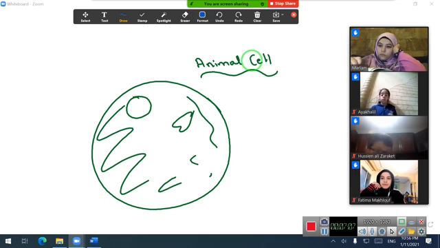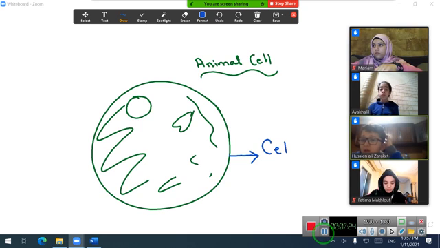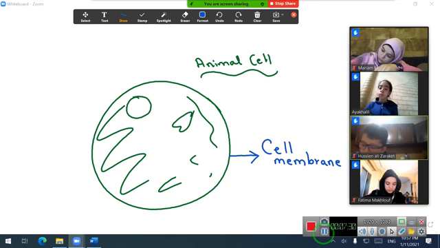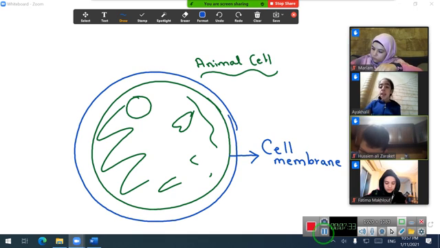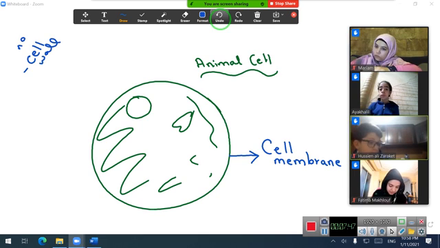For example, let's mention them again. What is this part? The cover, the cell wall? Okay, what cell? Cell membrane, or cytoplasmic membrane. Teacher, if I have another cover now, this is the cell wall. But in the animal cell, I have no cell wall. So the first difference is no cell wall in an animal cell.